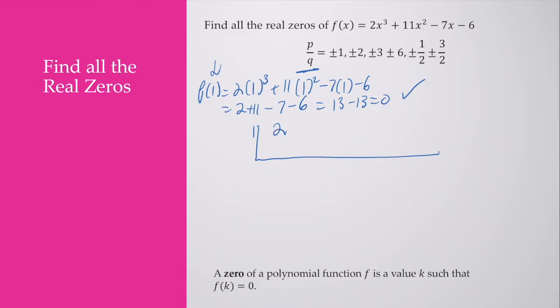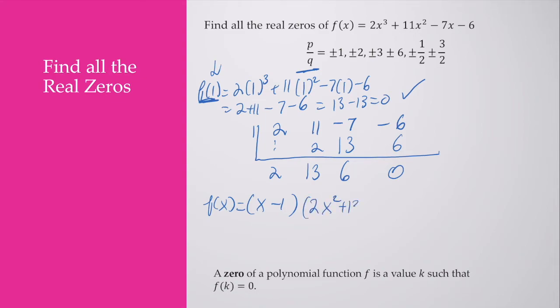So I have 2x cubed plus 11x squared minus 7x minus 6. And I pull down this first term. 1 times 2 is 2. 11 and 2 is 13. 1 times 13 is 13. Negative 7 and 13 is 6. 1 times 6 is 6, and my remainder is 0. But we knew that, right? Because f of 1 is 0. So now I have f of x is x minus 1, right? Because it has to be x minus k, times 2x squared plus 13x plus 6.